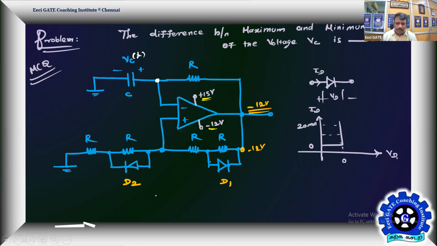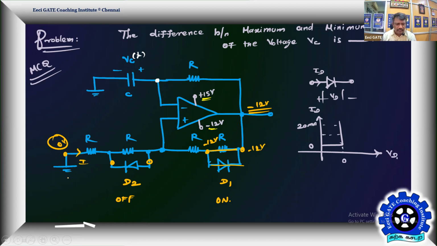So now who will be on? D1 will be on because it is sensing negative potential, but D2 will go off because its anode will sense the negative potential. Assuming this, there is no current. It is almost like an open circuit, and this is like a short circuit. So therefore, this resistor is shorted out, and this point will be minus 12. Then this point is equal to 0.